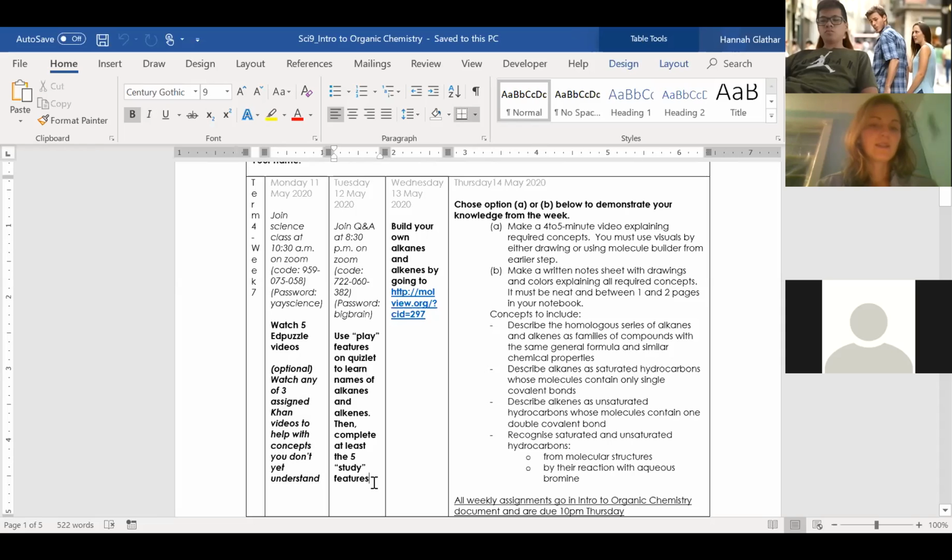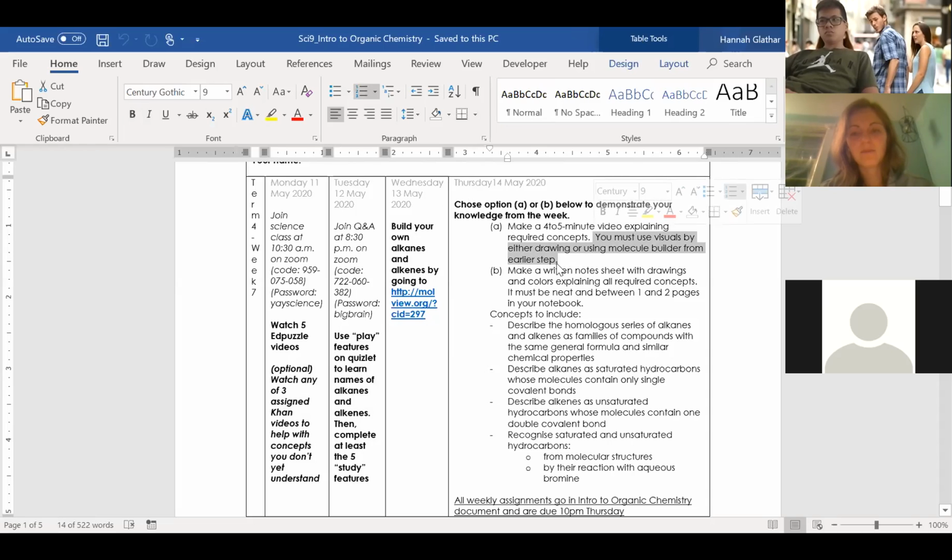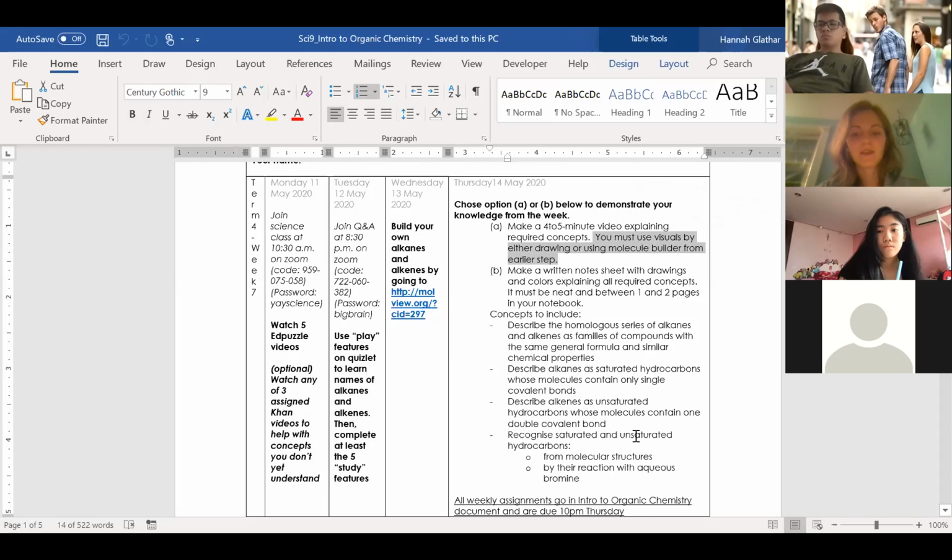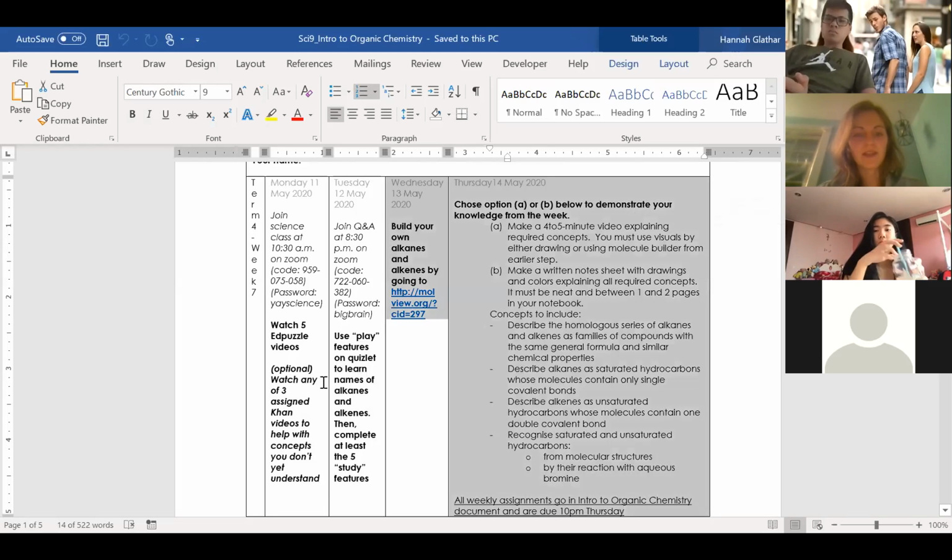And then tomorrow, I have a Quizlet for you. So just play around with it for a while and then complete the study features. Wednesday, you're going to build some organic molecules. And then Thursday, either you can make a short video for me to explain the concepts, but you got to use some kind of visual. So maybe you screen record the molecule builder or something. Or you could write them out in notes, make them look nice, and then take a picture of that. So that's your week.